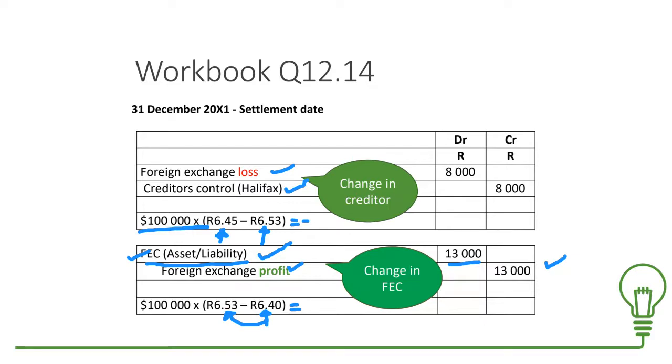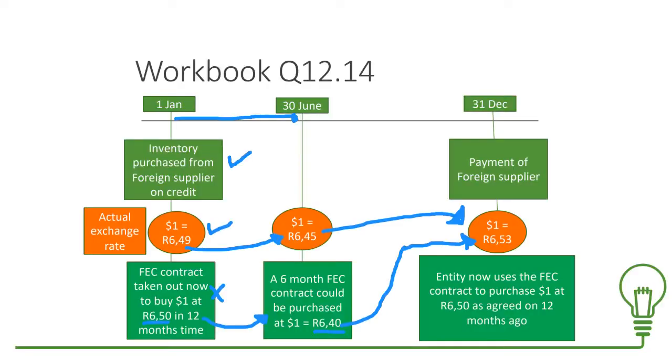So let's go back to the question. We're actually going to pay the bank 6 rand 50. That's the amount that we agreed on. 6 rand 50, that's the FEC contract. We're going to pay the bank 6 rand 50. We're going to get $100,000, and then we're going to pay the creditor with that $100,000, right?